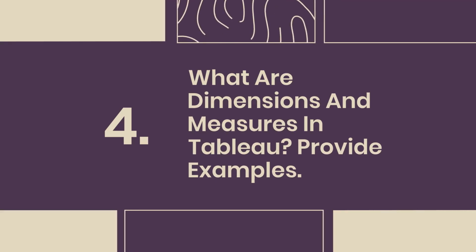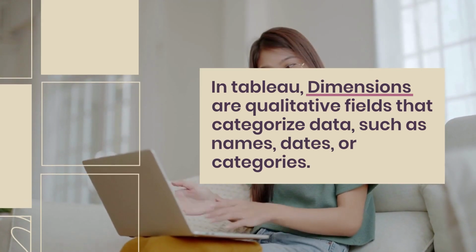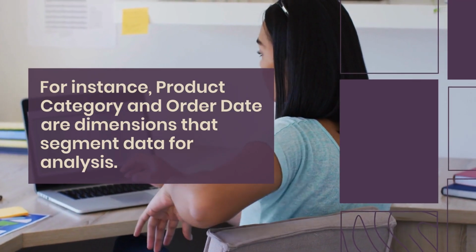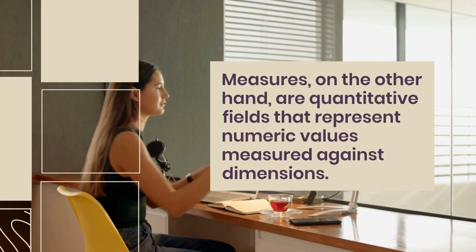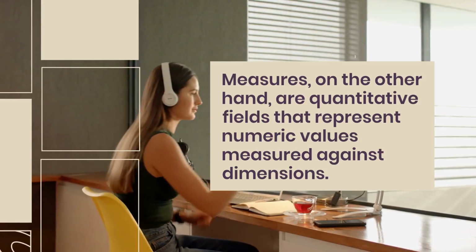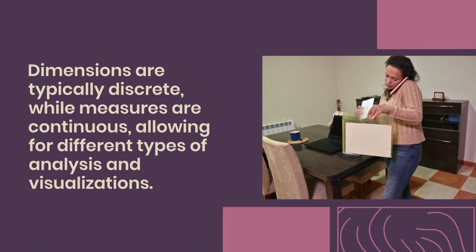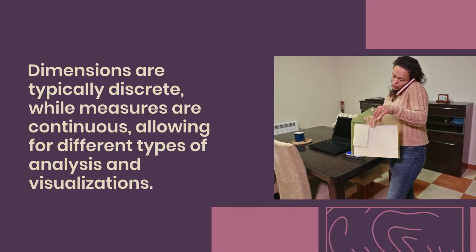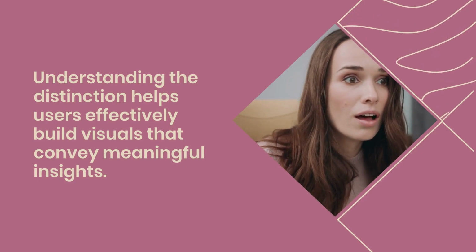4. What are dimensions and measures in Tableau? Provide examples. In Tableau, dimensions are qualitative fields that categorize data, such as names, dates, or categories. For instance, product category and order date are dimensions that segment data for analysis. Measures, on the other hand, are quantitative fields that represent numeric values measured against dimensions. Examples include sales amount and quantity sold. Dimensions are typically discrete, while measures are continuous, allowing for different types of analysis and visualizations. Understanding the distinction helps users effectively build visuals that convey meaningful insights.